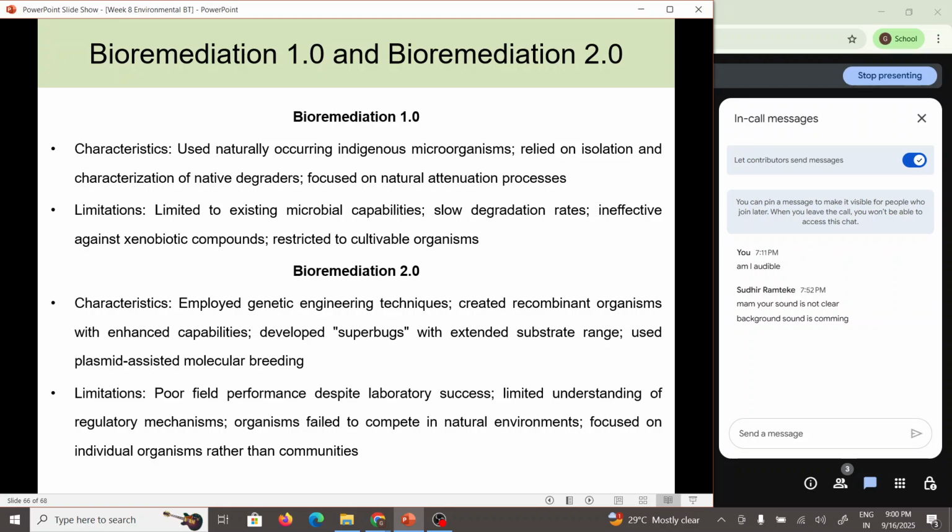So in case of bioremediation 1.0, it is a very slow process and it is ineffective against xenobiotic compounds that are highly toxic for the microbial growth, and it is restricted mostly to cultivable microorganisms which require specific conditions to generally grow. Whereas in case of bioremediation 2.0, there are ethical regulatory concerns, and the performance is getting low, and since we are engineering the microorganisms from its own nature, it faces a lot of metabolic load and hence it is not able to perform well. All these are some of the disadvantages of the bioremediation 2.0 process.